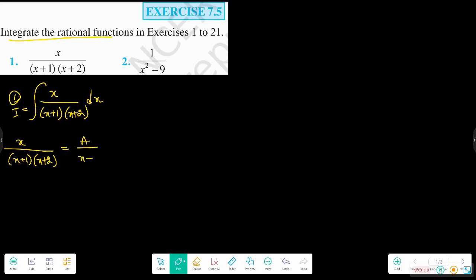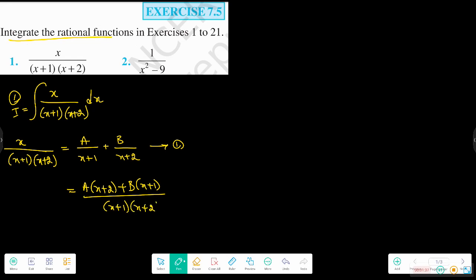Then take the question: x divided by (x + 1)(x + 2) is equal to A by (x + 1) plus B divided by (x + 2). This is the general format of partial fractions. Later we have to simplify this. Take this as 1. Now when you simplify, cross multiply: A(x + 2) + B(x + 1), whole divided by (x + 1)(x + 2), and here x divided by (x + 1)(x + 2).